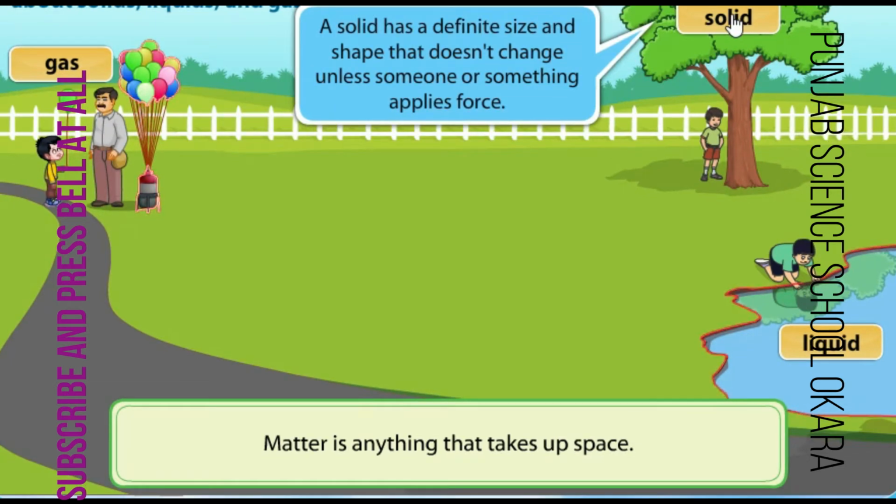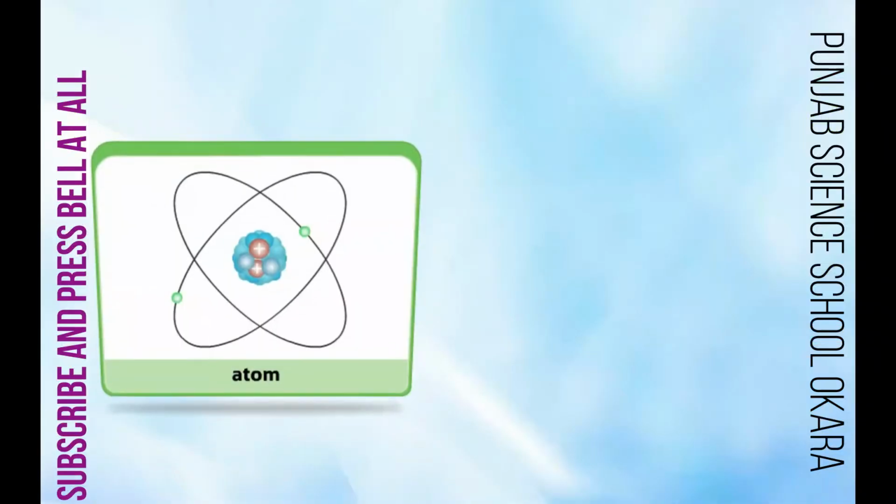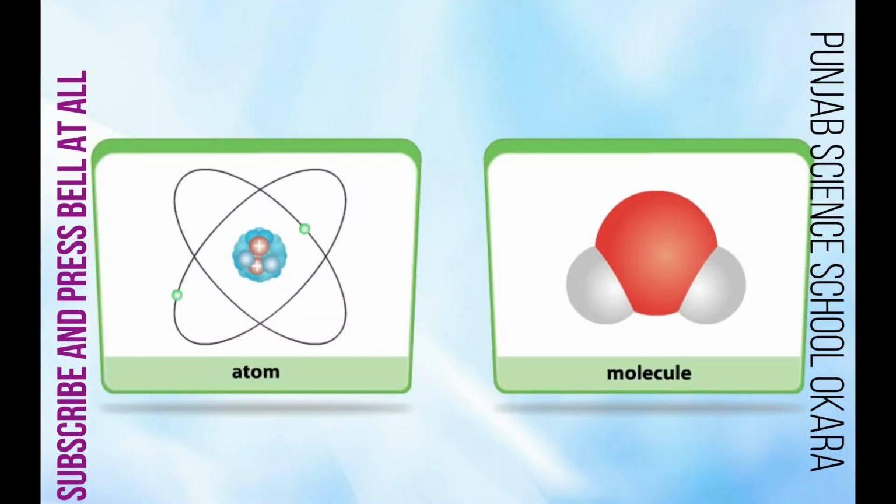A solid has a definite size and shape that doesn't change unless someone or something applies force. A liquid flows and takes the shape of the container. To understand matter more, you have to understand atoms and molecules.